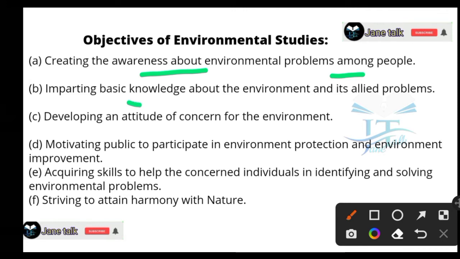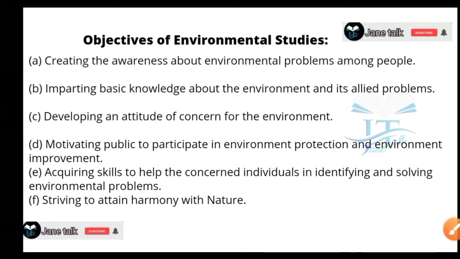The second one, imparting basic knowledge about the environment and its applied problems. Everyone, sabko pata hona chahiye jo basic knowledge hai environment ka. So these are the objectives. Developing an attitude of concern for the environment, everyone should be concerned about the environment. So we have to develop an attitude of concern for the environment.